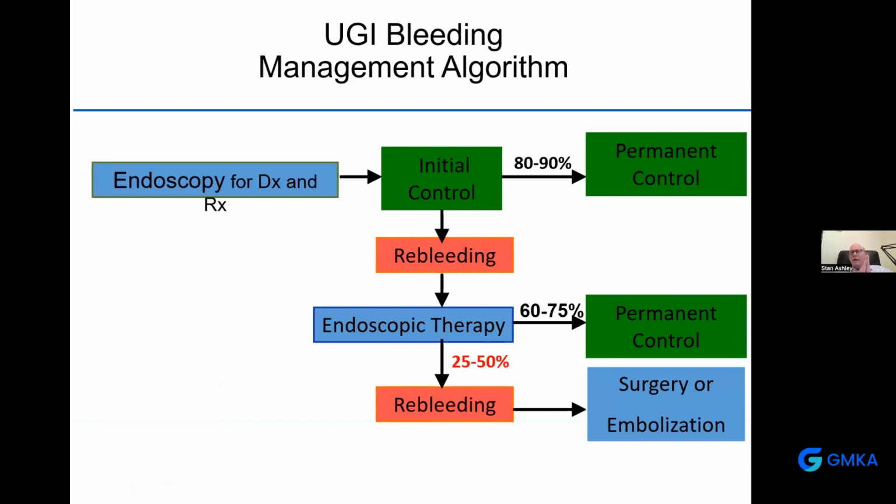So this is kind of the algorithm we usually use. Endoscopy for diagnosis and treatment, if appropriate, and in 80 to 90% of those who get it, you get initial control and have permanent control. If there's rebleeding, today we go back to endoscopy. And of that group who've rebled after initial control, 60 to 75% achieve permanent control. Of that group, 25 to 50% will rebleed if they're treated a second time. And then the question is whether to go right to surgery or, if available, embolize the lesions.